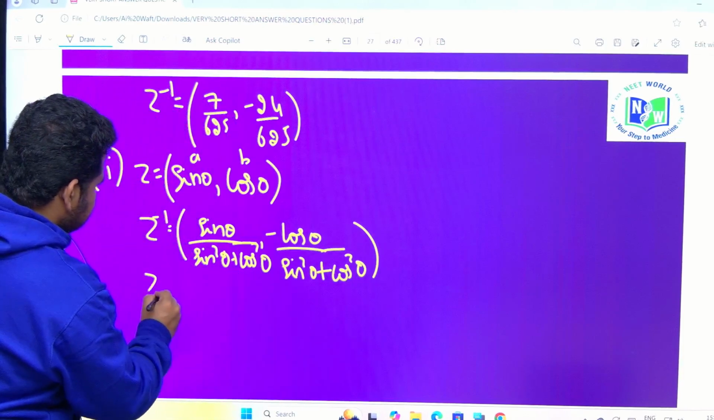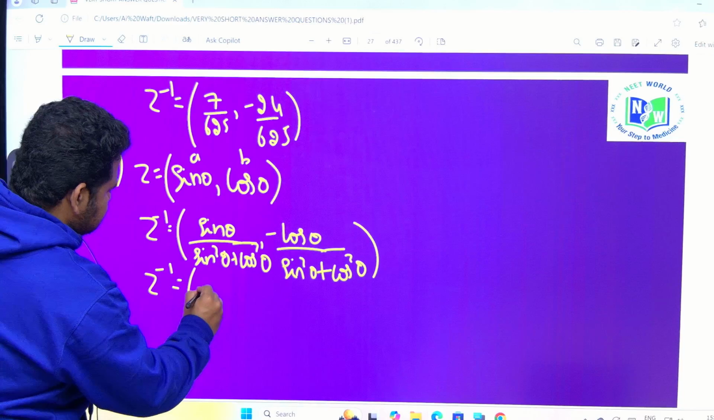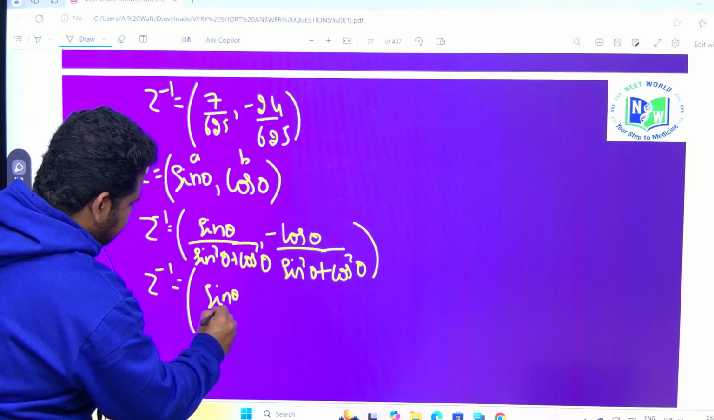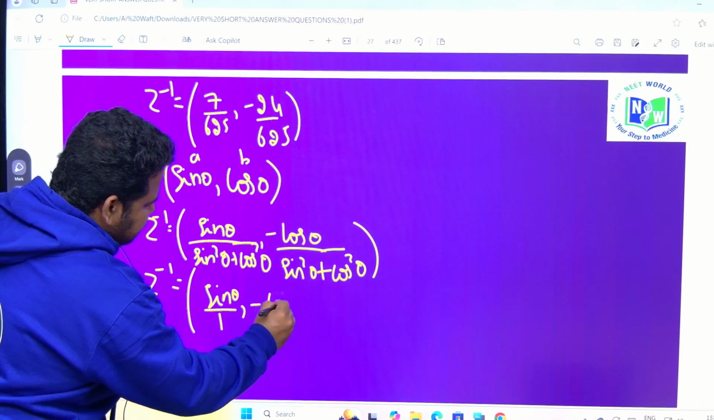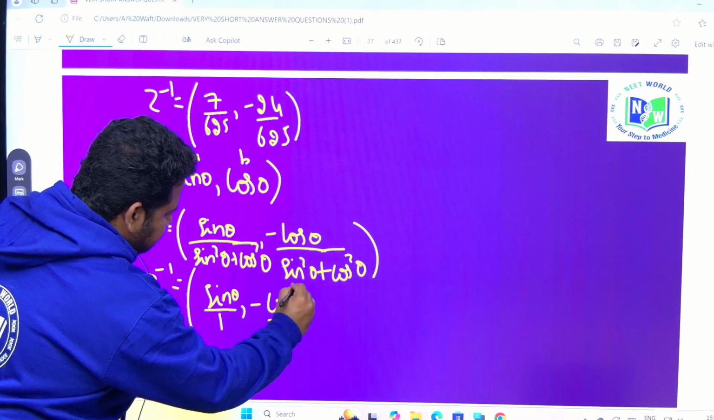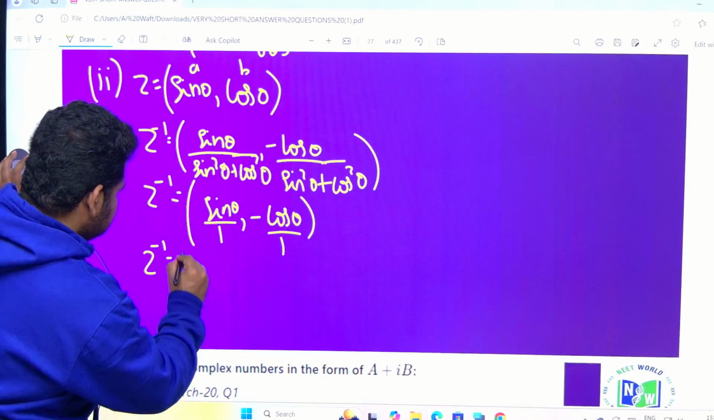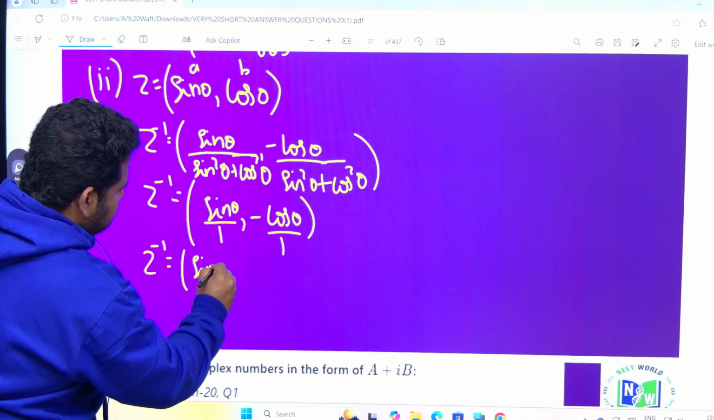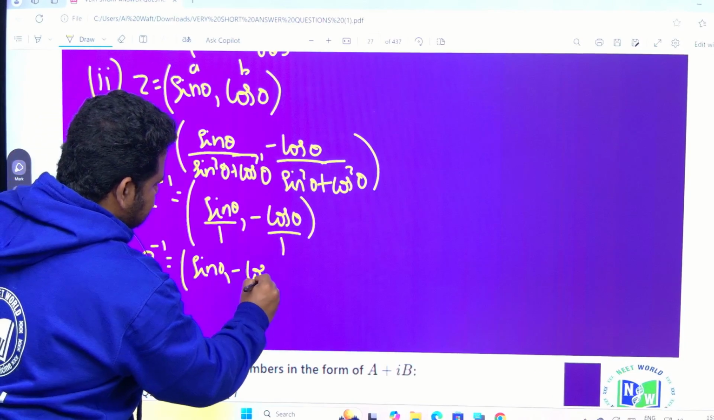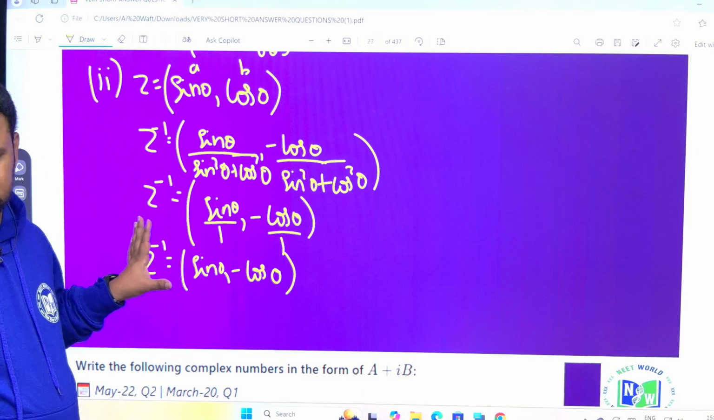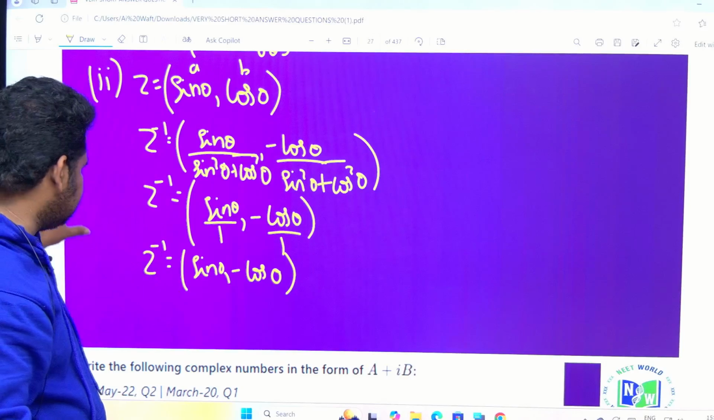So this will become Z inverse is equal to sin theta by 1 comma minus cos theta by 1. So ultimately Z inverse is equal to sin theta comma minus cos theta. So this is the answer to the question. I hope it is clear. Let us move to the next question.